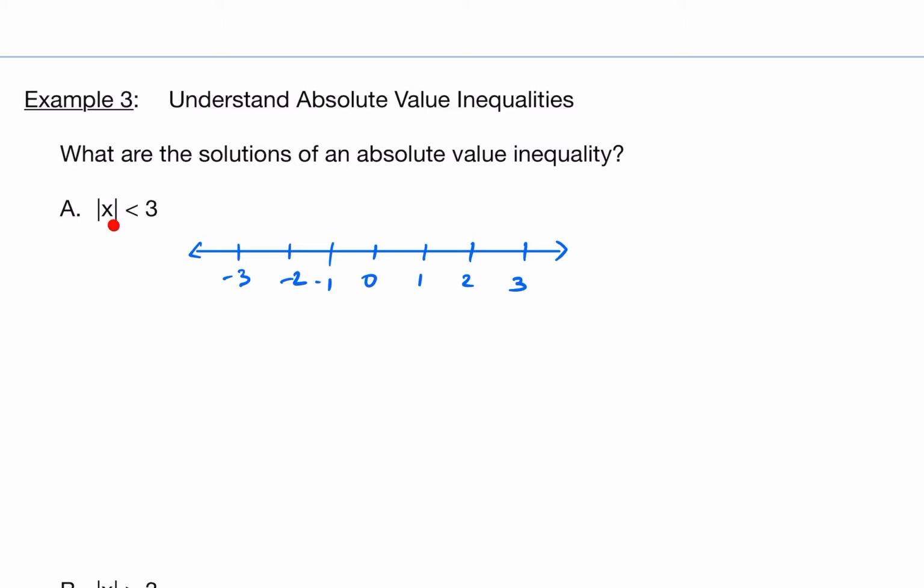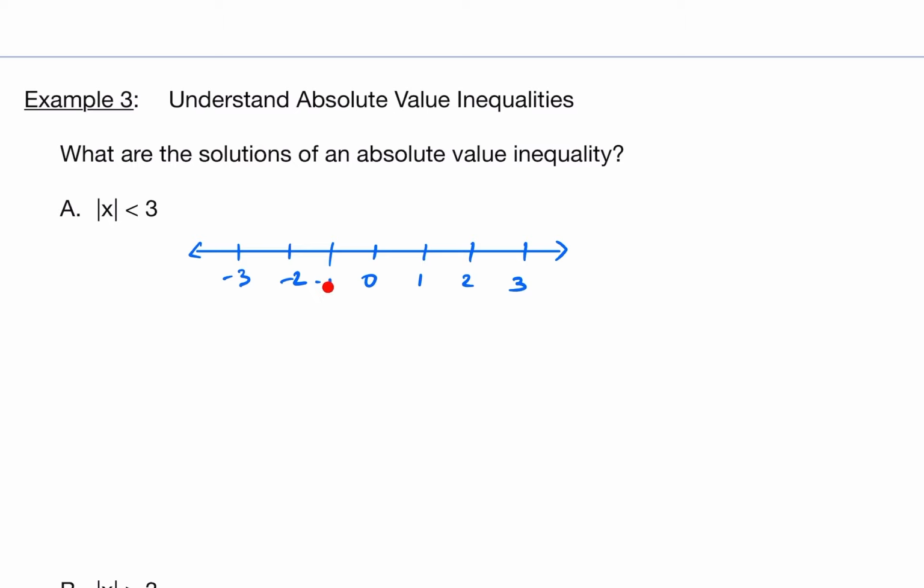So if we have a value of x that's less than 3, we would say that 2 is less than 3, right? 1 is less than 3, 0 is less than 3. Okay, so we know that our solution is somewhere in here. Now let's go to the negative side.